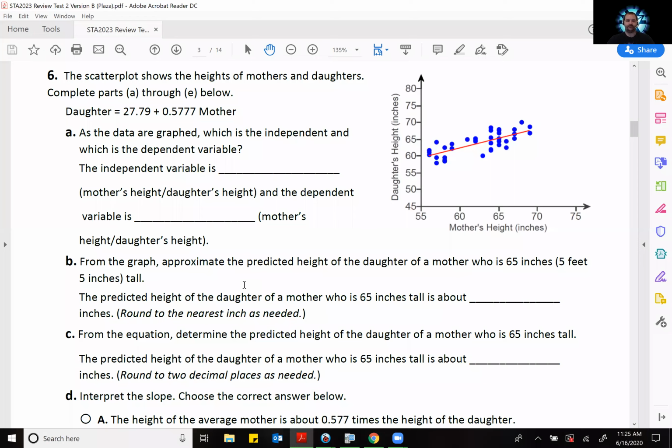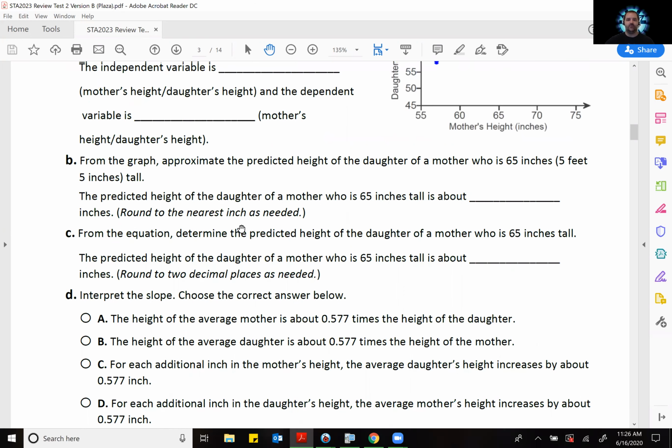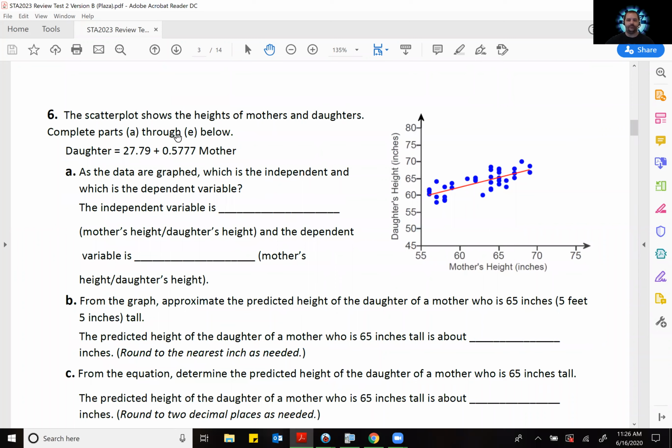Okay, and in part D and E, lots of things on this one. Part D says interpret the slope. Now this is big, and this is where in my videos that I put out for my students, I talked very, very carefully about the slope, because the slope is all about the average of the Y value when we increase by 1 unit for the X value. It's an interesting phrase, because it is the average Y value when you increase by 1 unit.